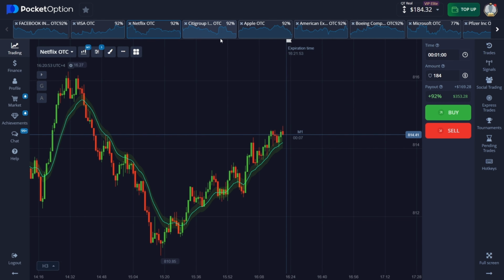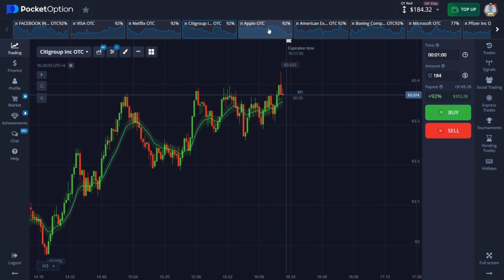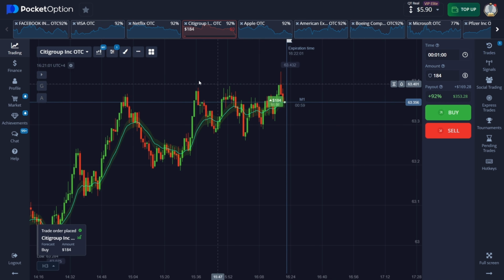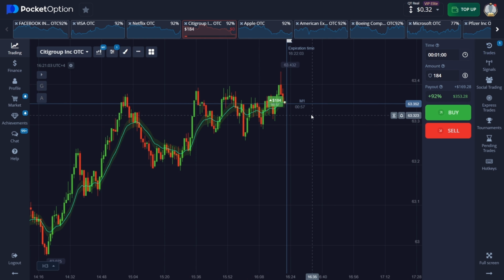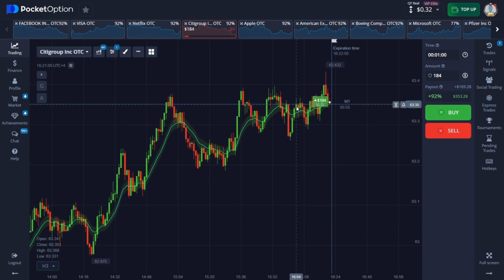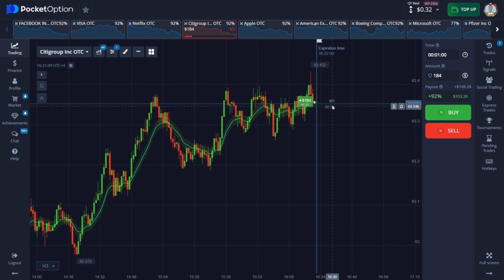This indicator also works like a moving average. I found a trade on Citigroup OTC and placed a $184 trade for an upside move. As you can see, there was an uptrend earlier, but the market broke the level, came back, and is now testing it again. The previous candle closed near the level and at a sharp angle, so I took the trade for the upside move.